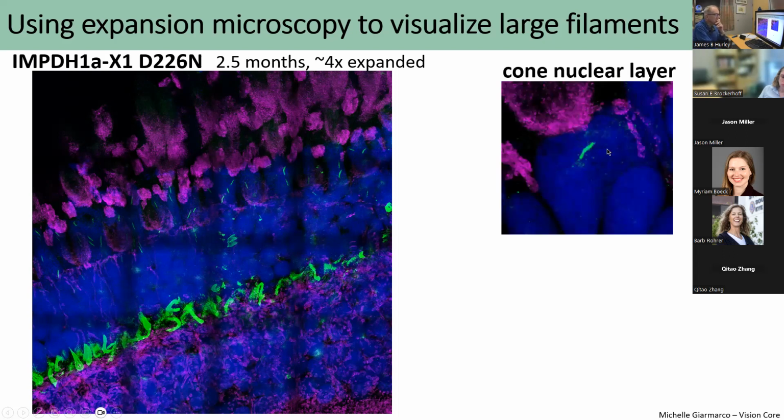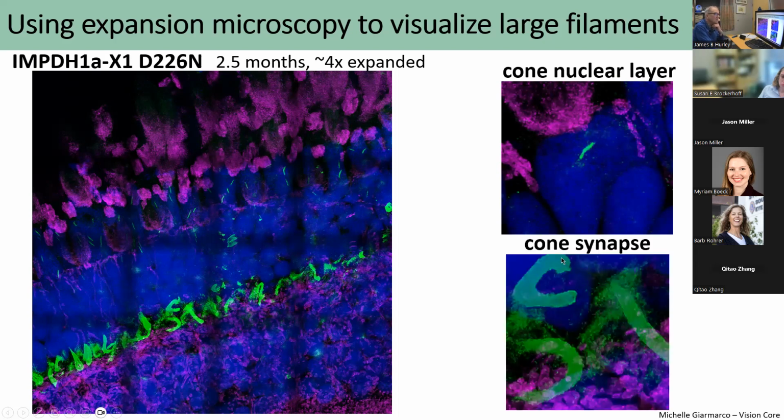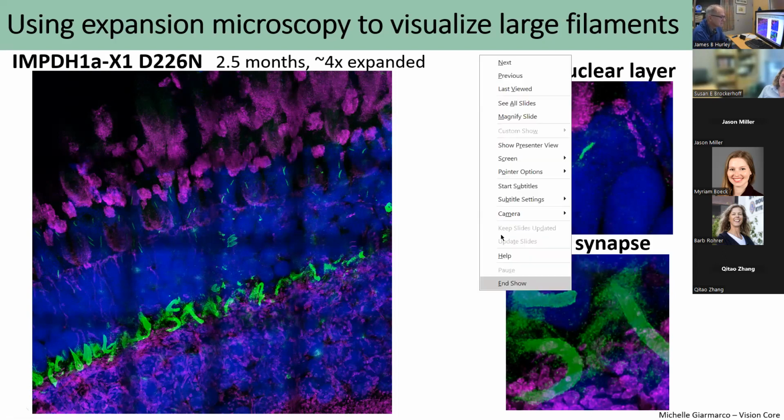So here is a close-up of an IMPDH filament in the nuclei of these cells, and then in the synapse, where instead of just a massive signal covering all of it, we're seeing these huge IMPDH bundles of filaments that are even starting to curve into these C shapes.